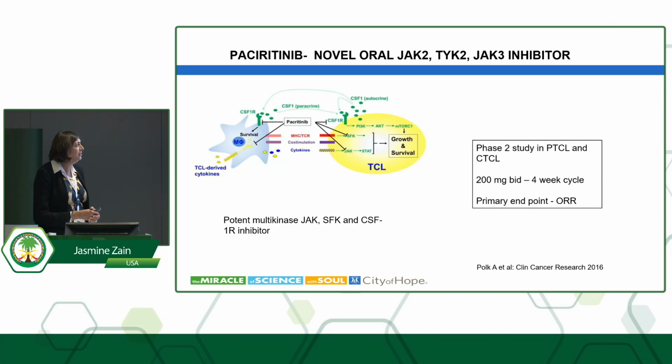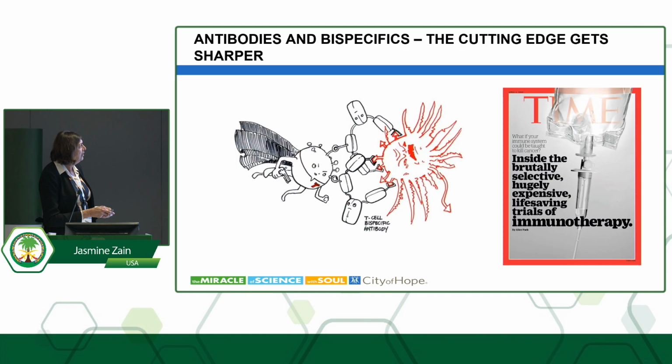So we are conducting a study with pacritinib, which, as you know, is a pan-JAK-STAT inhibitor, a multi-kinase inhibitor. This is, again, an early study. It's for both PTCL and CTCL. The initial dosing has been set at 200 milligrams twice a day for 4 weeks, with a primary endpoint of overall response rate. We are participating in this at City of Hope, and I've put about 2 patients on it. We'll see how that goes.